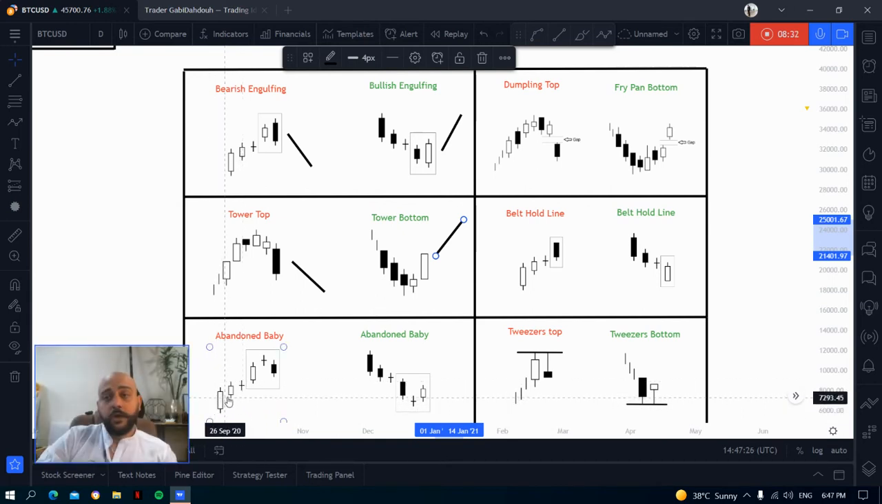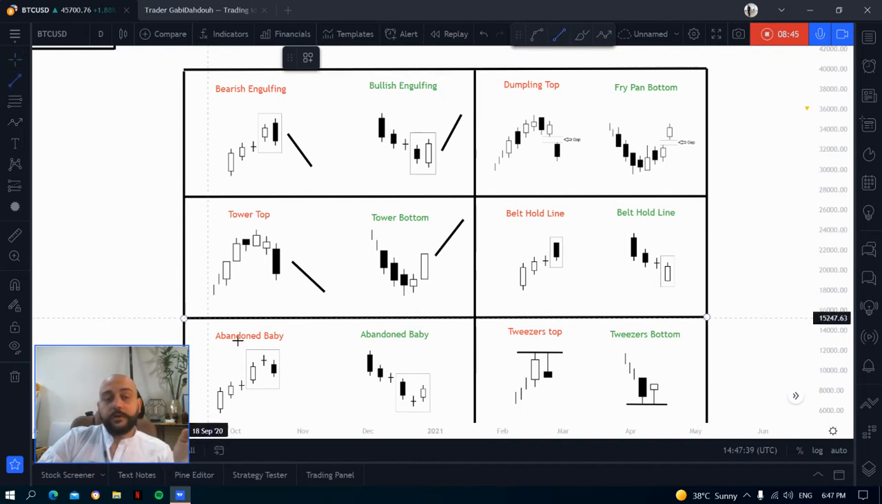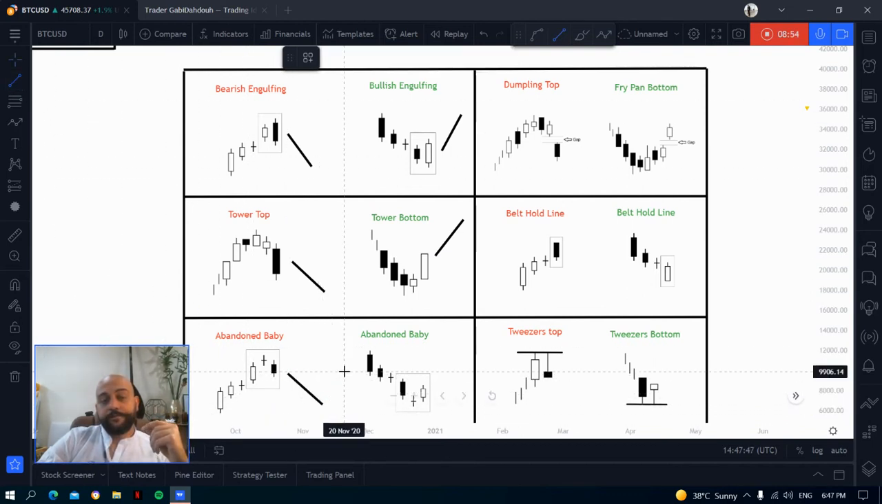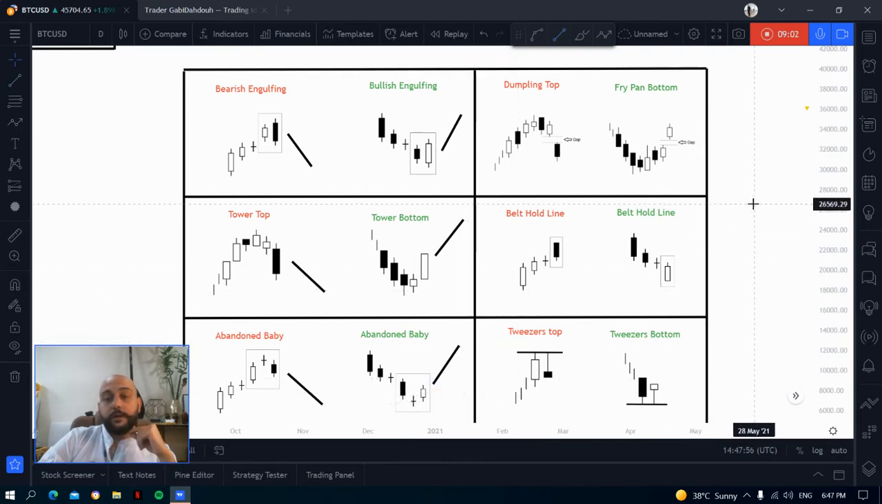So we have an uptrend going up. We start with a big bullish candle. Then we have a doji. If you remember what a doji is, we talked about it in our last video. Then we have a bearish candle. This pattern is called abandoned baby, and it usually means a reversal. So if the trend is going up and we see this pattern, the trend goes down. And the same thing here. The trend is going down. We start with a bearish candle, a doji, then a bullish candle, which means that the market is going up.